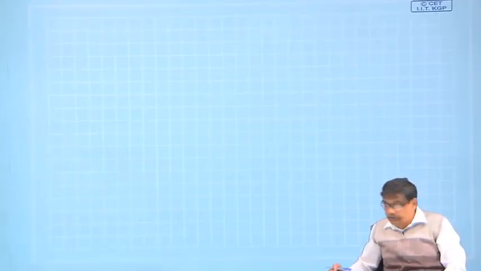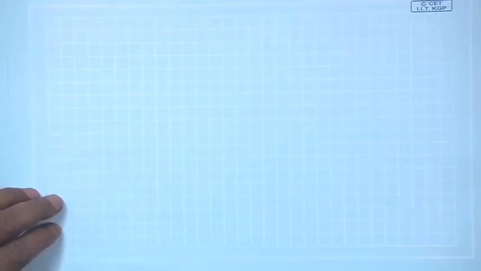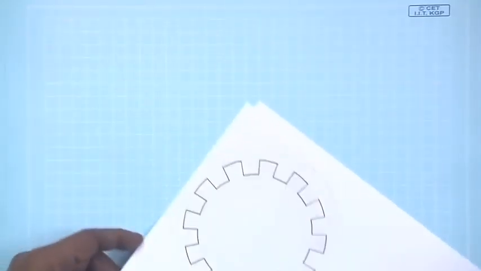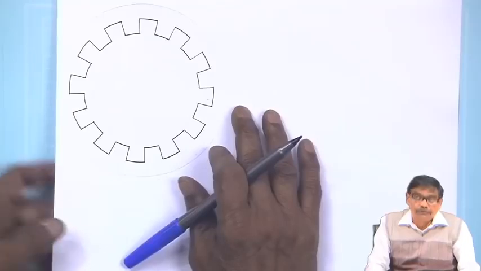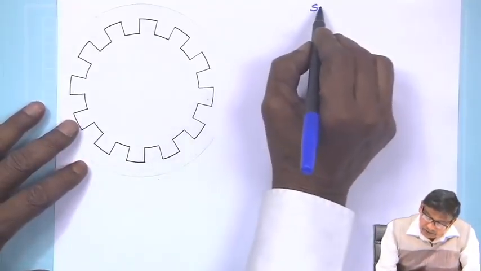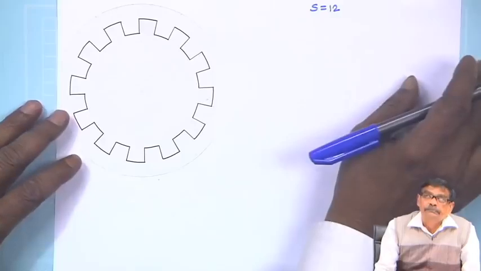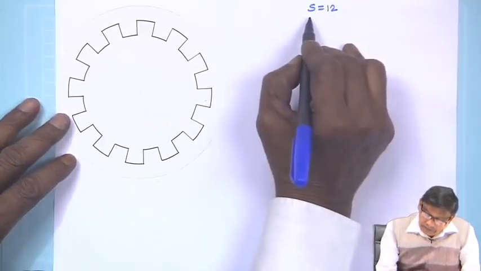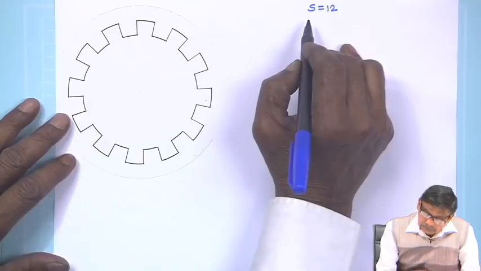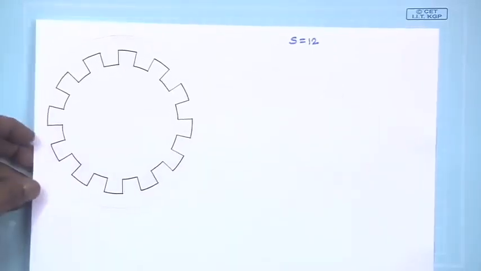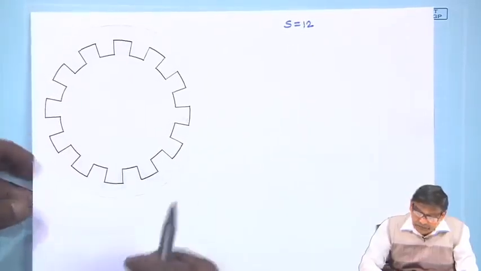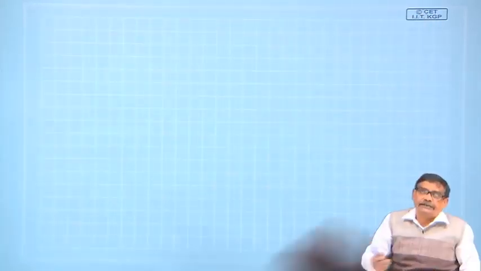Only thing to give a complete treatment to this, I will try to see what happens if it is a 4 pole winding. Suppose the same 12 slots, I say that S equal to 12, or S equal to 24, suppose S equal to 12, nothing to show. Okay, we will continue this next time.